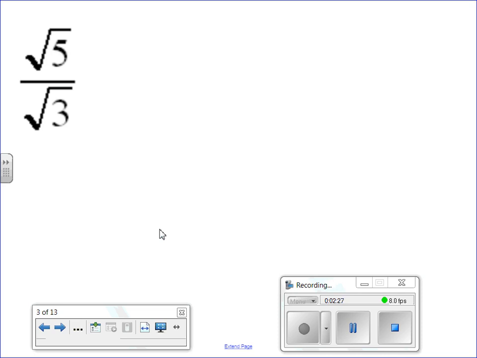All right, our goal is to get all those square roots out of the bottom. So we're going to multiply by the square root of 3 over the square root of 3. Again, you might be tempted to put a square root of 5 up there, but you have to have the same number on the top and bottom. So we're multiplying by the equivalent of 1.